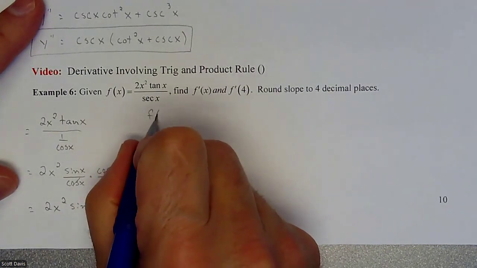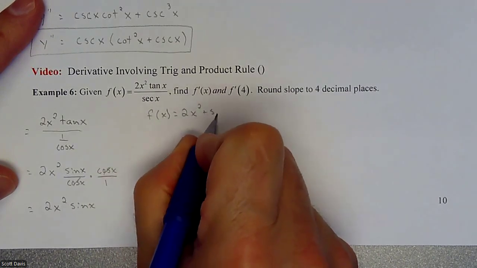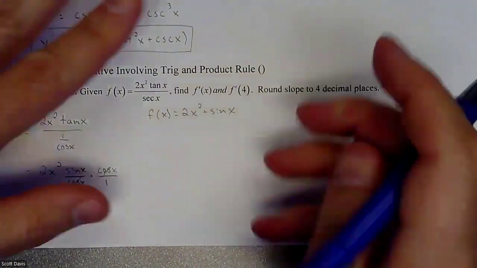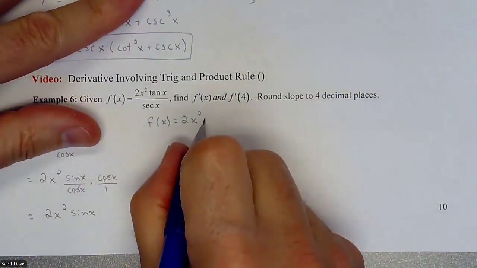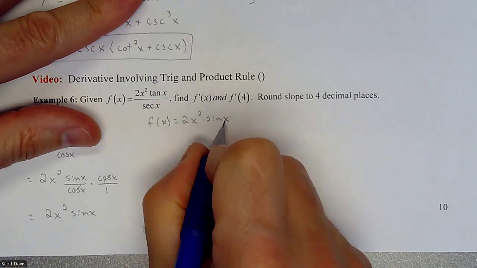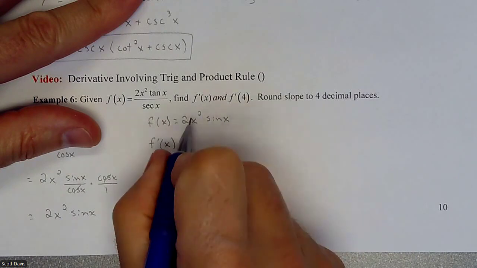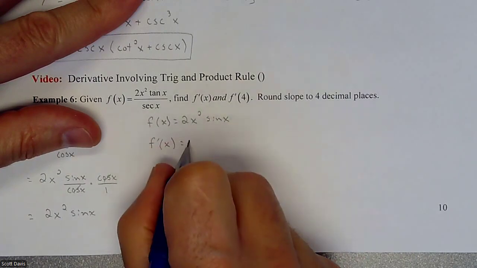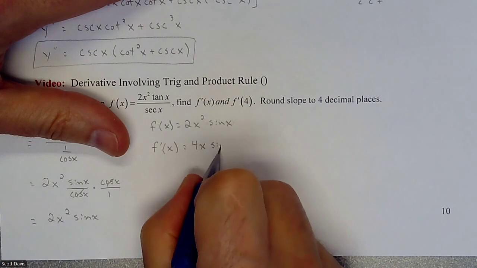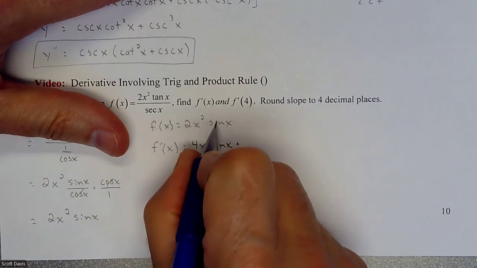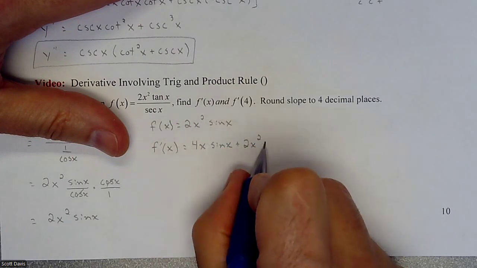So let's rewrite our original function as 2x squared, sorry, 2x squared times sine x. All right, and then we'll look to do the derivative. So we do have a product rule, right? We have this piece times this piece. So we're going to be taking the derivative of the first. So the derivative of the first is 4x times the second plus the first times the derivative of the second. So plus 2x squared. Derivative of sine is cosine.